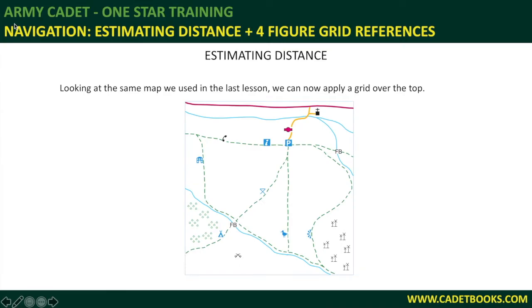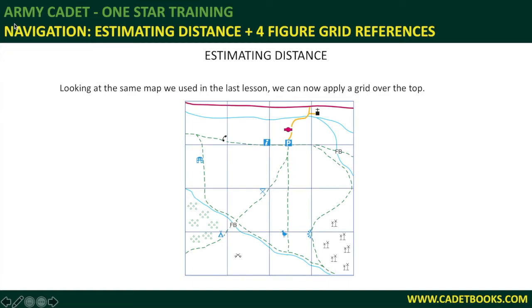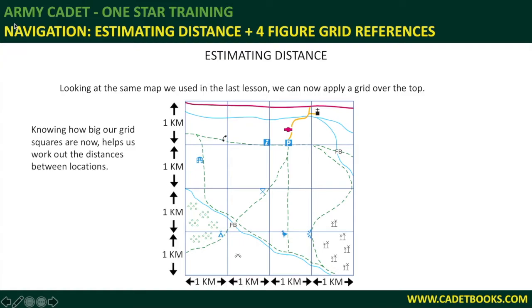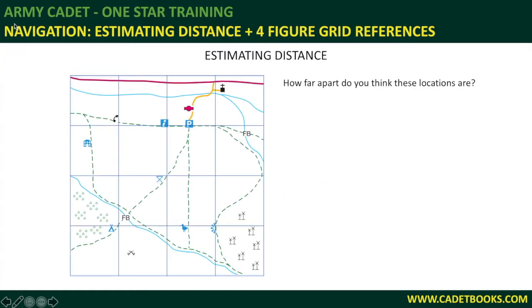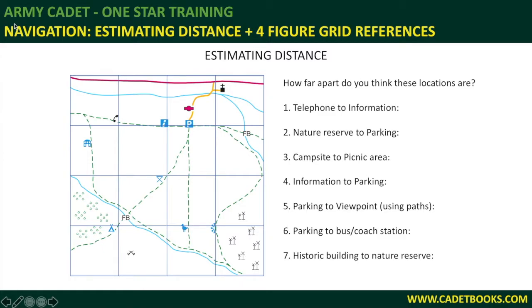Looking at the same map we used in the last lesson, we can now apply a grid over the top. Knowing how big our grid squares are now helps us work out the distances between locations. How far apart do you think these locations are? You can pause the video and work on this and unpause when you have answers.